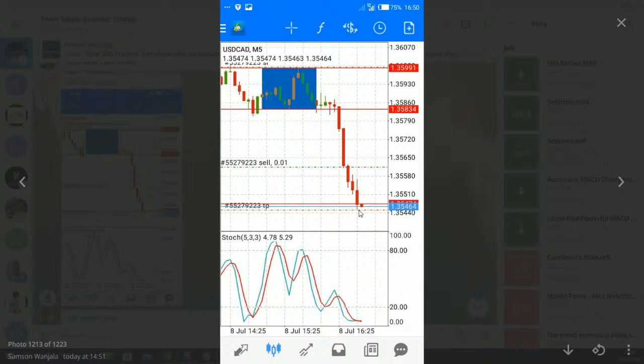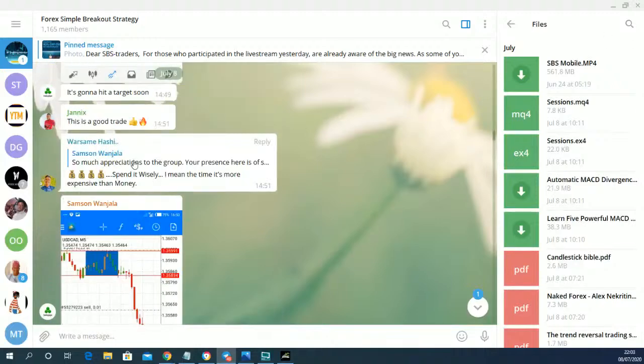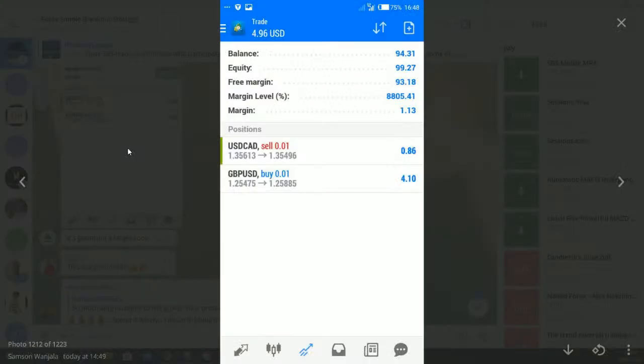Okay, he almost got his money back. All right, nearly call his bank accountant. I say, hey, my bank account, come, give me my money. So this guy is making some cool pips there. Traded USD CAD and GBPUSD.